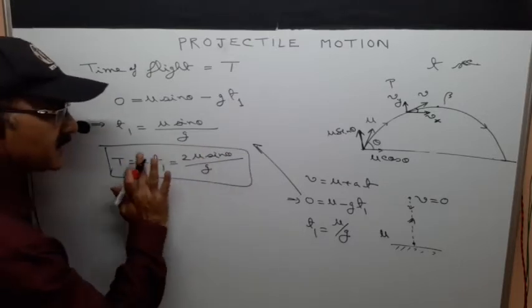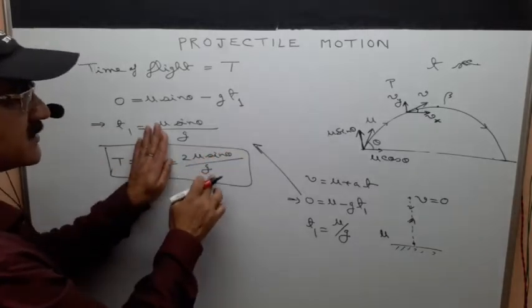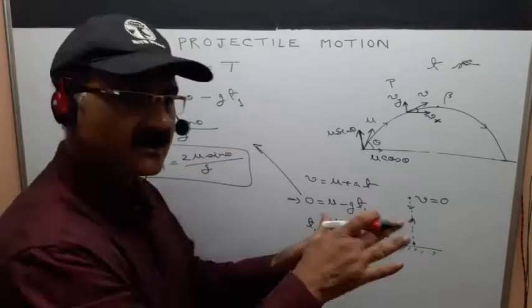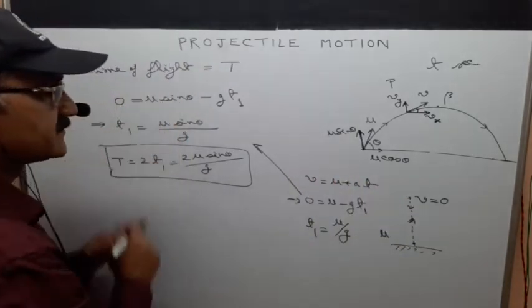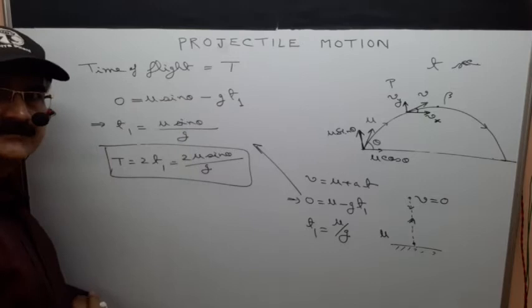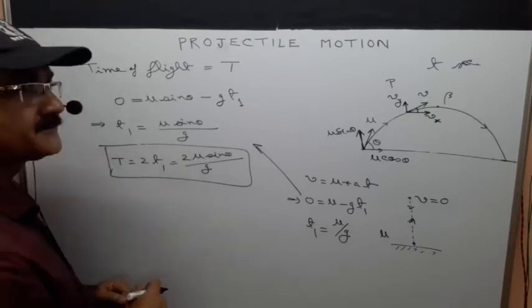You can now omit this. Time of flight is equal to 2u sine theta by g. See, this was clear to you. From there, we have derived this. Very easy to understand. Clear?